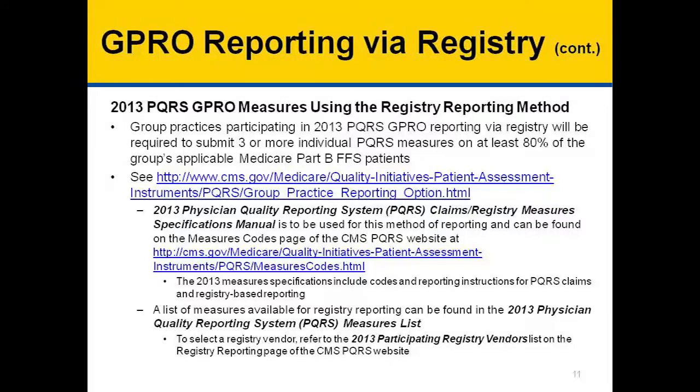The 2013 Physician Quality Reporting System Claims/Registry Measures Specifications Manual is to be used for this method of reporting and can be found on the Measures Codes page of the CMS PQRS website at this link. The 2013 measure specifications include codes and reporting instructions for PQRS claims and registry-based reporting. A list of measures available for registry reporting can be found in the 2013 Physician Quality Reporting System Measures list. To select a registry vendor, refer to the 2013 Participating Registry Vendors list on the Registry Reporting page of the CMS PQRS website.